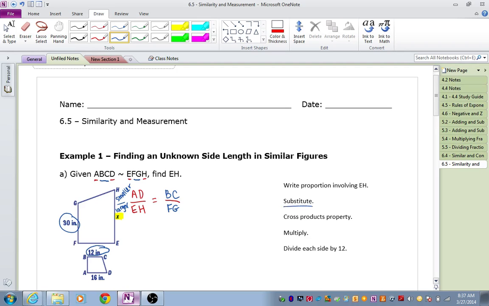Now we're going to substitute. So we're going to take all the values and plug them in. So AD is 16. And then EH is x. BC is 12. FG is 30. So now we can cross multiply. So 12x equals 16 times 30, which is 480. Final step, divide by 12. 12 goes into 48 4 times, so our x is 40.